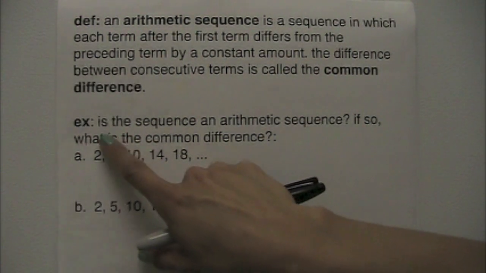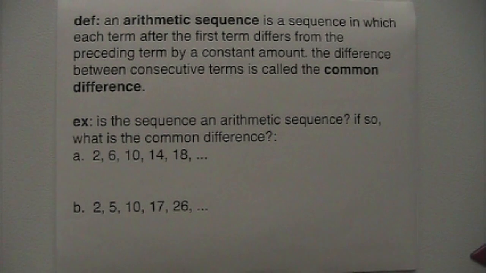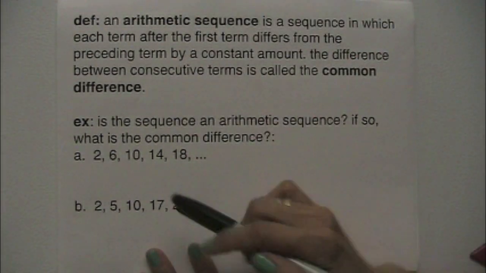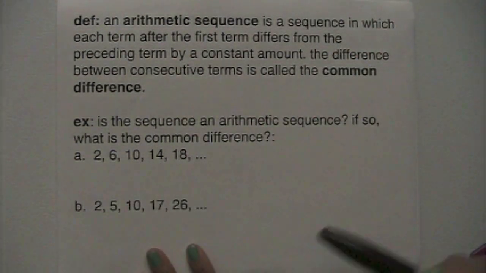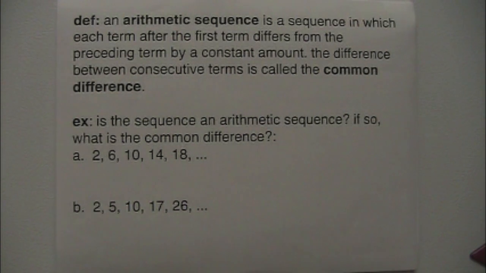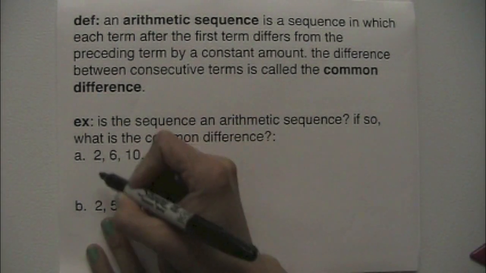I want to look at this example. It says, is the sequence an arithmetic sequence? If so, what is the common difference? So let's look at part A. It goes 2, 6, 10, 14, 18. To get from 2 to 6, you're adding 4. To get from 6 to 10, you're also adding 4. And then it continues in that pattern. So this is an arithmetic sequence.